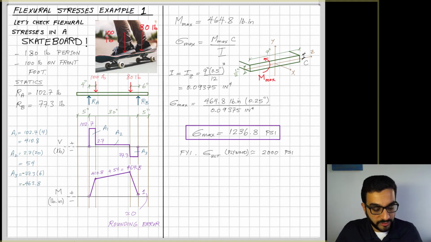All right, so this was example 1, a fun example to consider, the skateboard example. And in the next example, we'll see a case of flexural stresses in a beam. Thank you and take care.